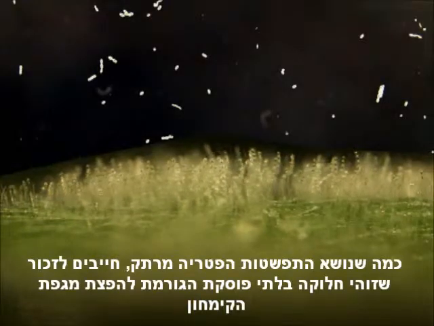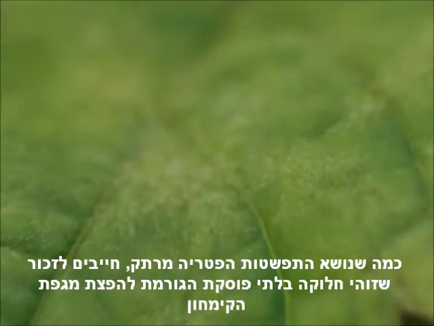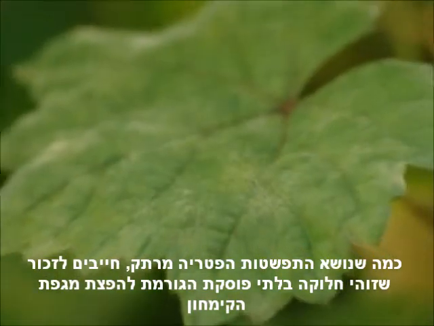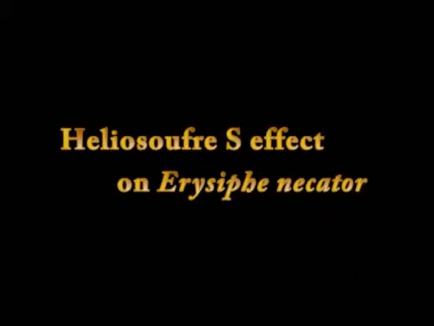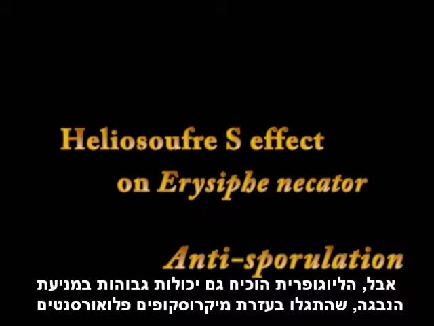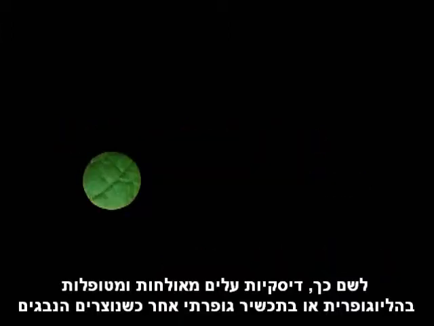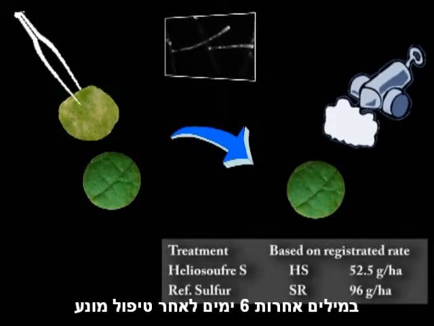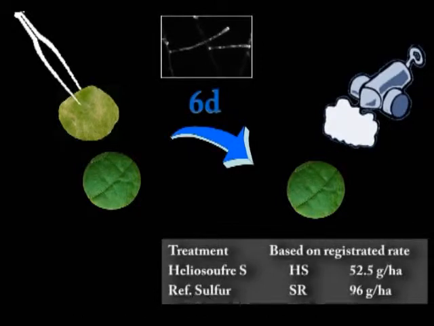As fascinating as this image of Heliosulphore necator sporulation is, we mustn't forget that it's this endless multiplication that causes the extent of a powdery mildew epidemic. But Heliosulphore S has also shown that it has precious anti-sporulating properties, revealed using functional fluorescence microscopy. For this, leaf discs are inoculated, then treated with Heliosulphore S or with the reference sulfur when the conidiophores are forming, in other words, 6 days after inoculation.